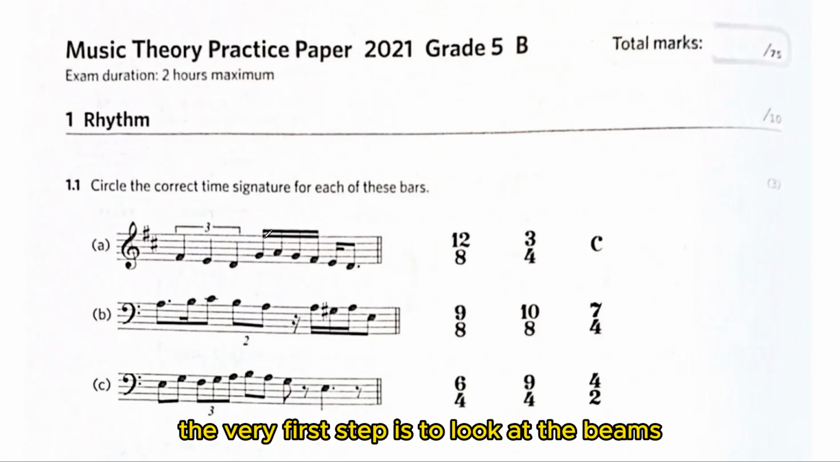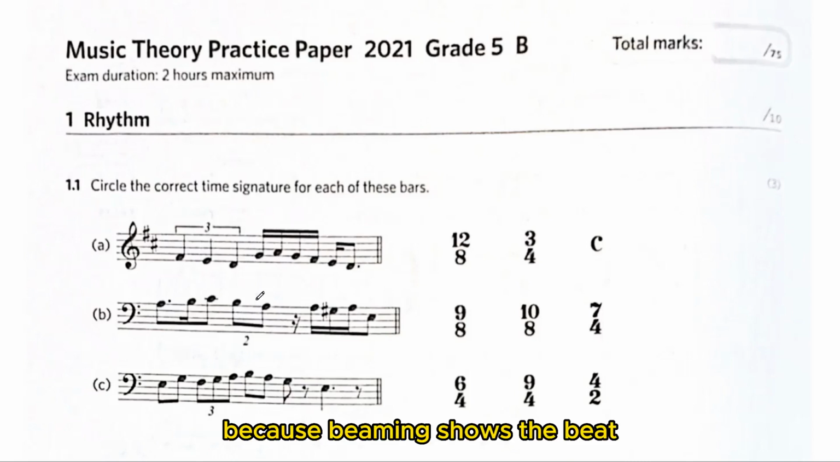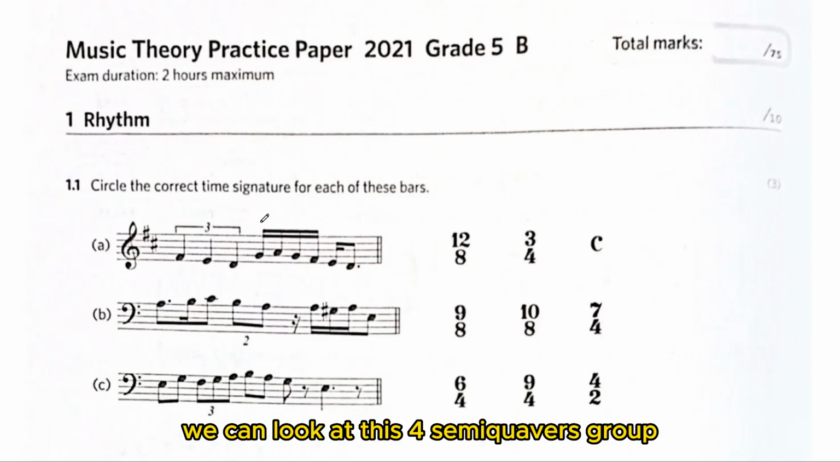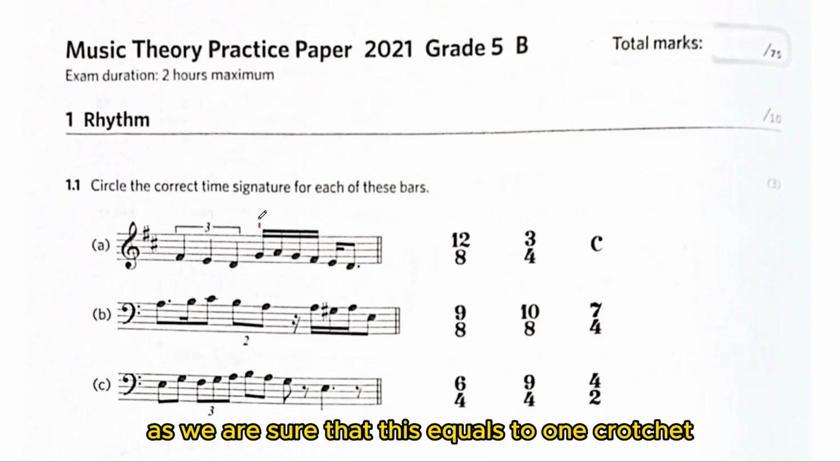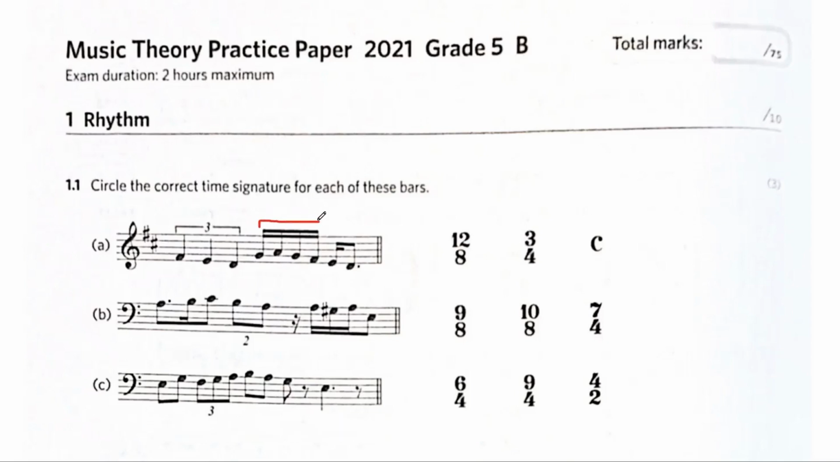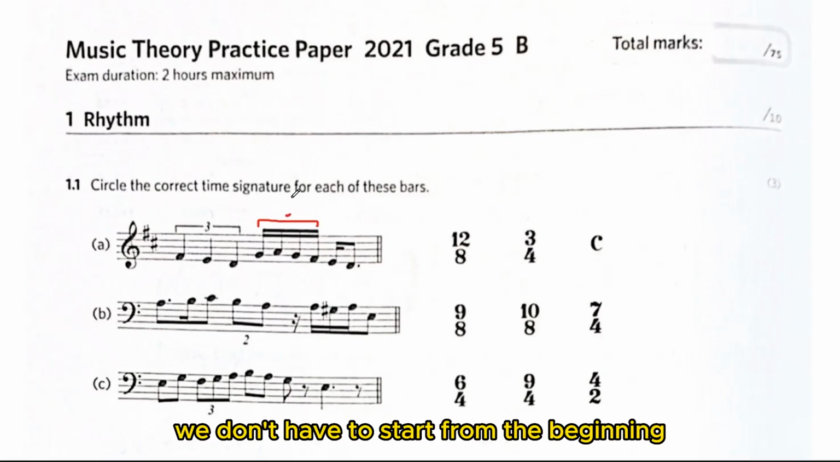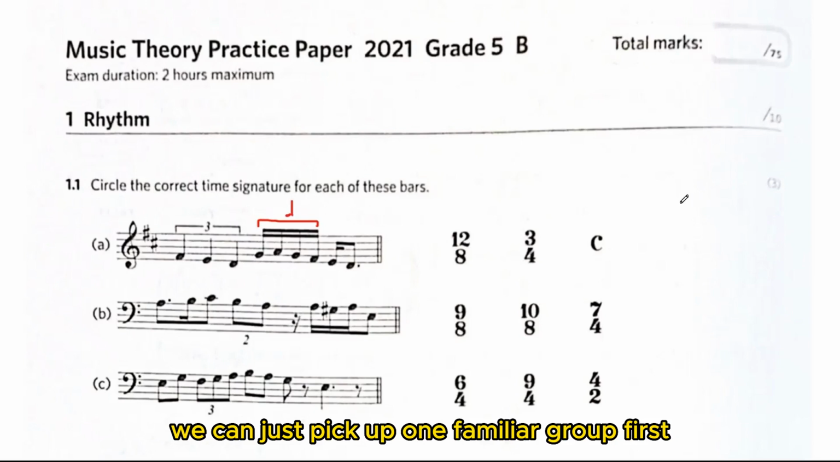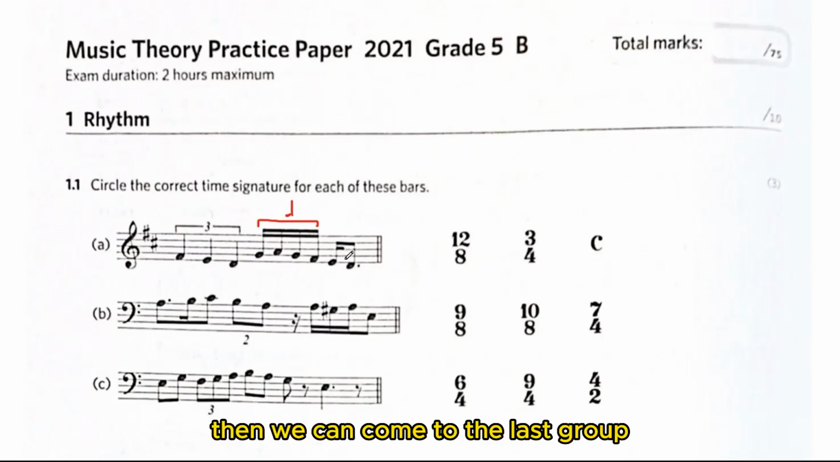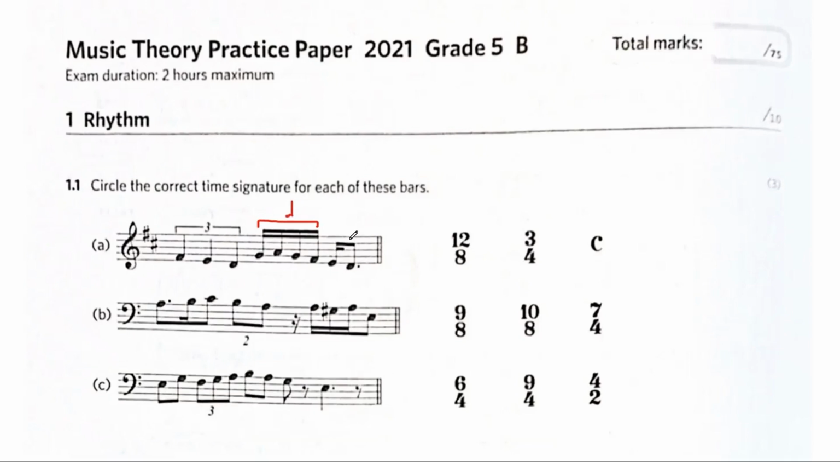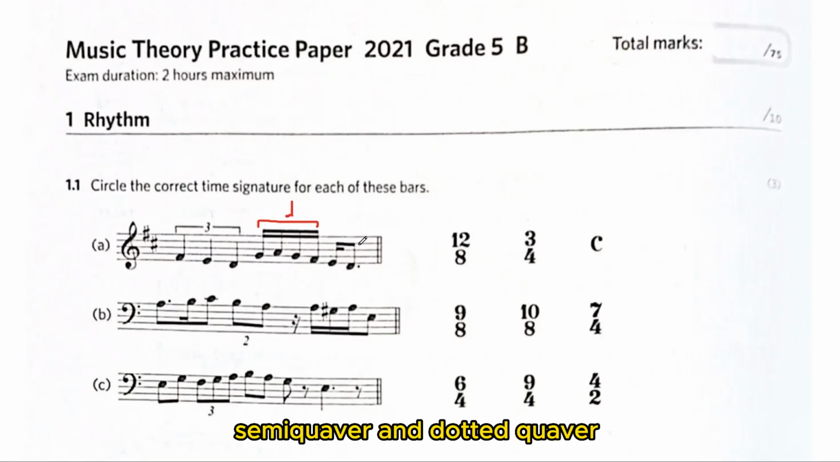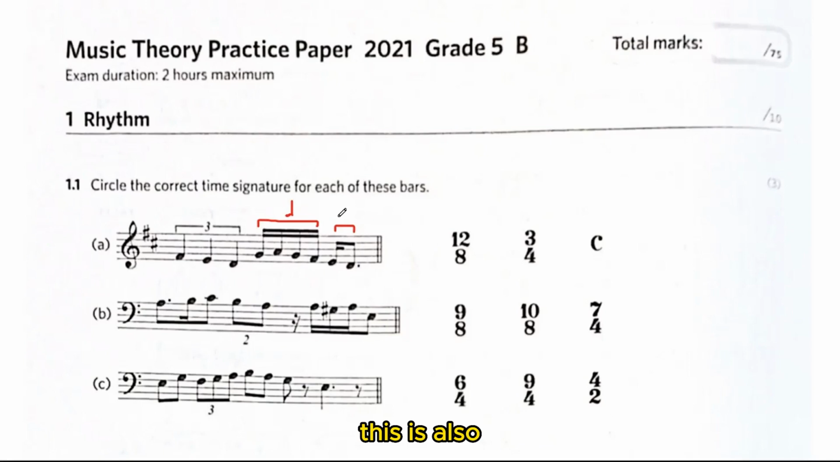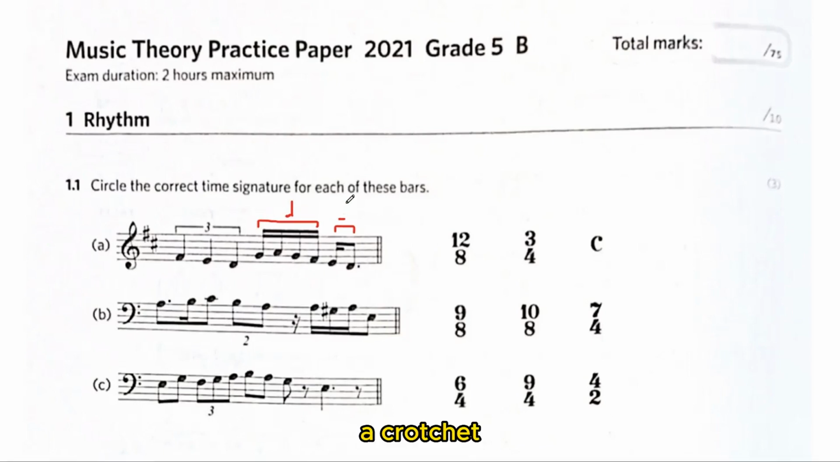The very first step is to look at the beams. Because beaming shows the beat, we can look at this 4 semiquavers group, as we are sure that this equals to 1 crotchet. We don't have to start from the beginning. We can just pick up one familiar group first. Then we can come to the last group, semiquaver and dotted quaver. This is also a crotchet.